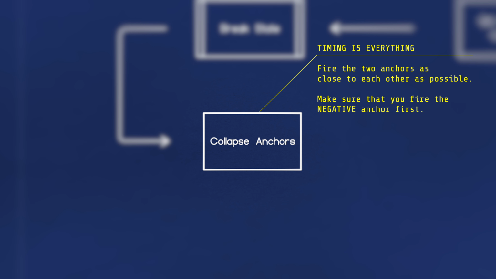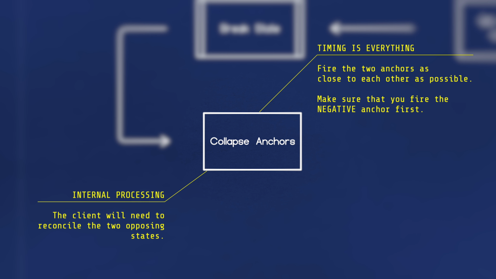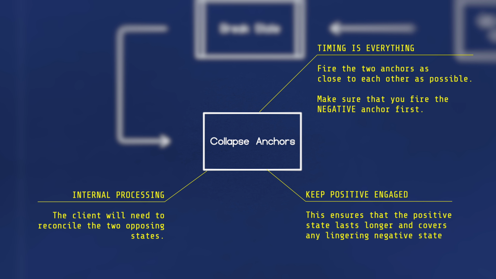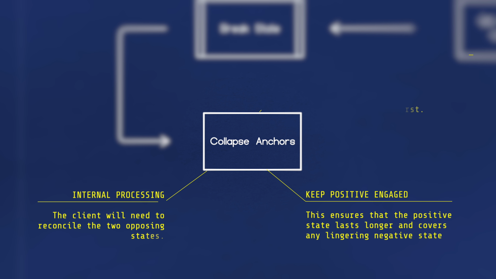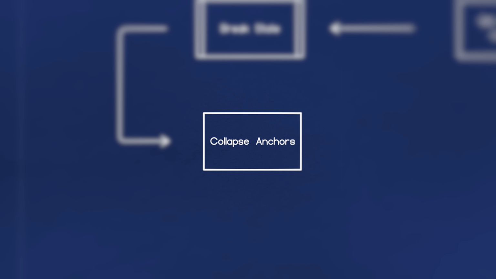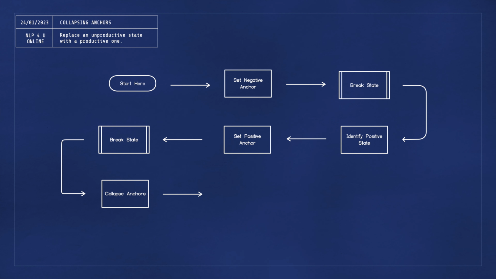If you watch the client, as you fire the anchors, you will see a great deal of confusion in their face as they try to reconcile the 2 opposing states. Keep the 2 anchors engaged for a few moments, then release the negative anchor and keep the positive state triggered for a little longer so that it covers any emotional tail of the unproductive state. Once you've collapsed the anchor, you can move on to step 7.